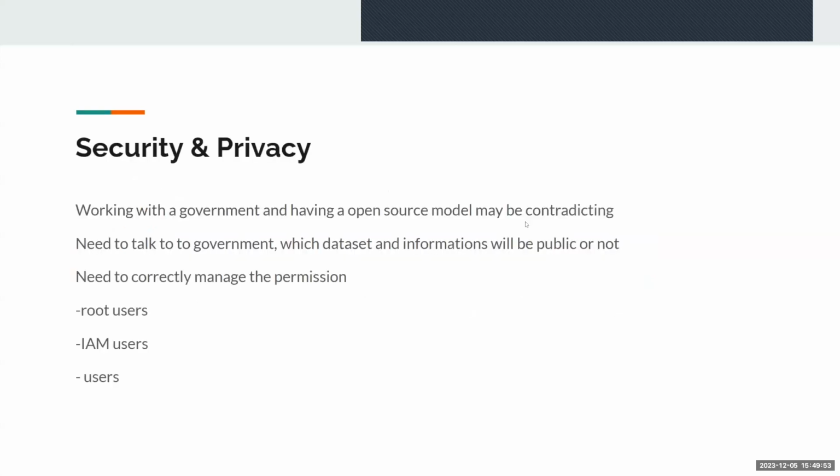So for the security and privacy, it should be tackled when it comes to working with the government. Having an open source model and working with a government may be tricky, but by talking about which data should be open to the public, it won't lead to a massive data leak from the model. By appropriately managing the permissions, separating root users, who have all the controls of the system, exclusive to developers, and IAM users for people like junior developers will be important.